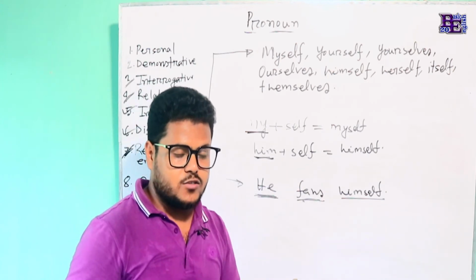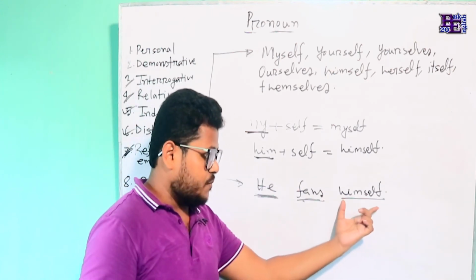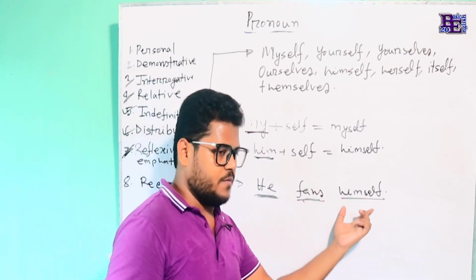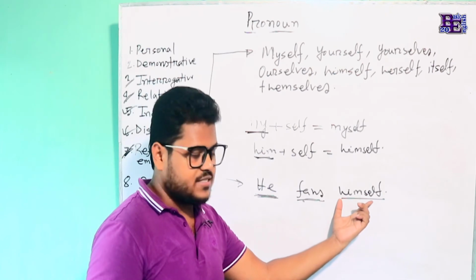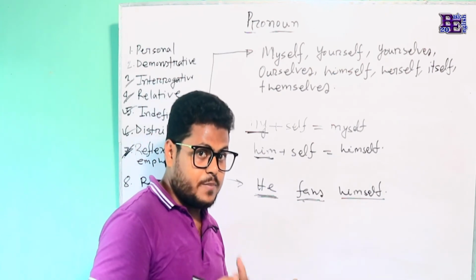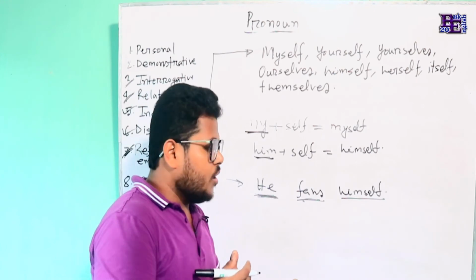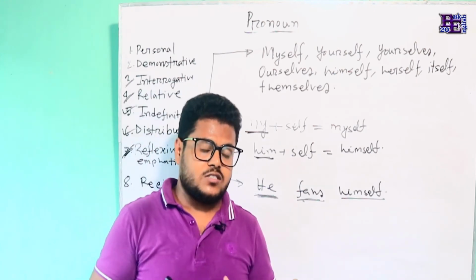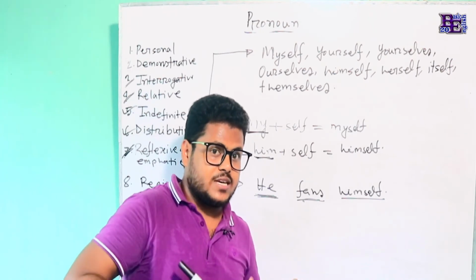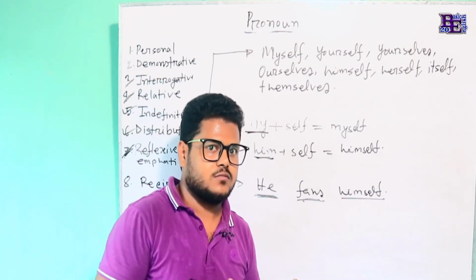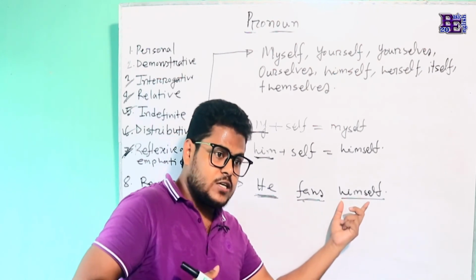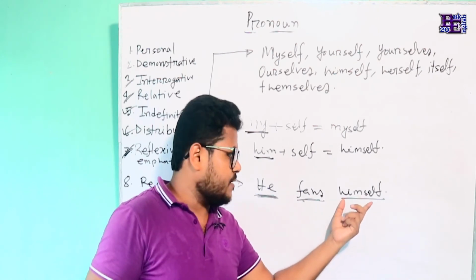Another thing that I would like to tell you is that when this type of pronoun is used immediately after the verb, that means when we use them as an object, then they will become the reflexive pronoun. So what about the emphatic pronoun? Okay, the emphatic pronoun is used to emphasize something, the action, or the person. When we use this type of pronoun to put emphasis, then they become the emphatic pronoun.